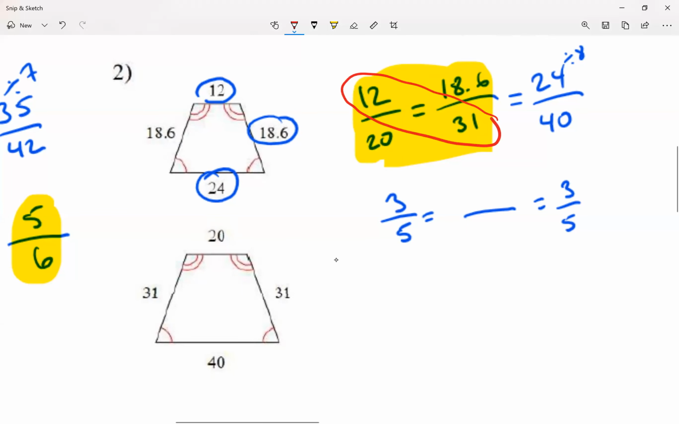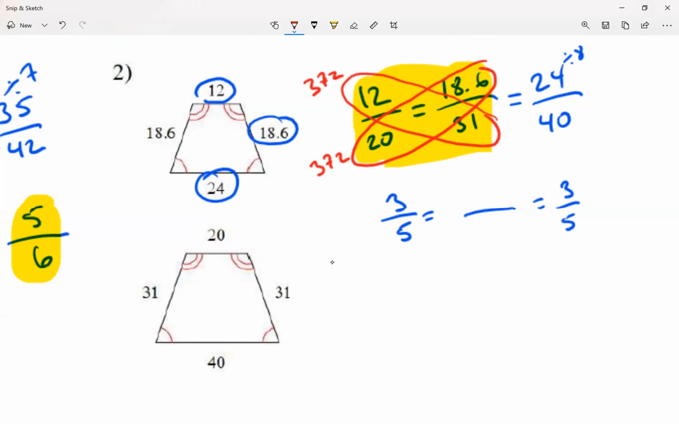So what I'm going to do when simplifying is not that simple, I'm going to cross multiply. I'm going to multiply 12 times 31. Use a calculator if you need to. According to my calculator, I get 372. Then also let me multiply 18.6 times 20. According to my calculator, 372. I did get the same number when I cross multiplied. So I'm gonna say this one simplifies to 3/5 as well. Simplifies to the same thing.